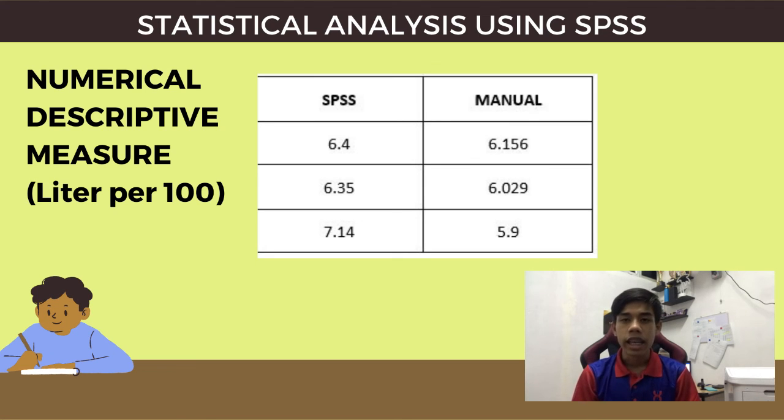As we can see, the mean for liter per 100 is 6.4, the median was 6.25, and the mode was 7.14. When we look into the manual calculation for comparison, we can see that the mean is 6.156, the median was 6.029, and the mode was 5.9. So there is a slight difference at the mode calculation, which is about 1.27. In graphical representation, there is no difference between manual and those created by SPSS.